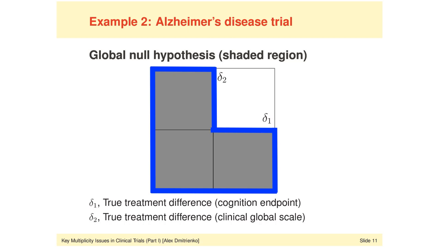The global null hypothesis in this setting occupies 3/4 of the parameter space, because within the shaded area at least one delta is negative, or sometimes both deltas are negative, and this is a bad sign for us in the context of the intersection union multiplicity problem. The global alternative hypothesis is defined by the requirement that the true effect on both endpoints must be positive, must be beneficial, and the parameter space for the global alternative hypothesis is quite small. It's only one quadrant, as you can see on the slide. Claiming success is quite difficult in this setting.